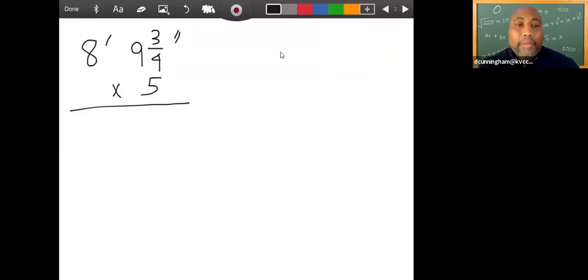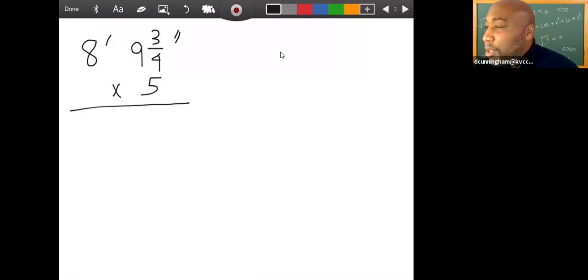So this is our problem, and this is how we're going to set it up. We're going to multiply that 5 to each of those units. Now, there are many different ways to do this when we multiply. For this particular problem, since I have a fraction with my inches, again, a mixed number, you probably know what I'm going to do. I'm going to convert that mixed number into an improper fraction, and then from there, convert it back to a mixed number and see if we need to carry those inches into the feet.